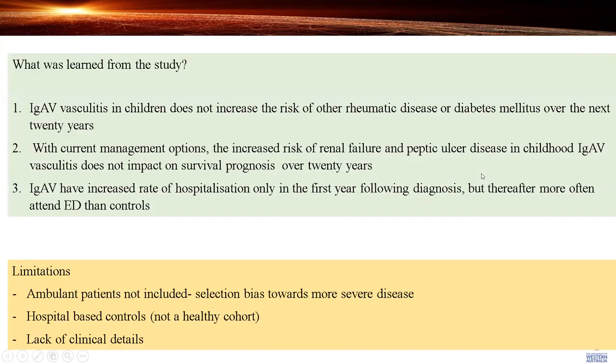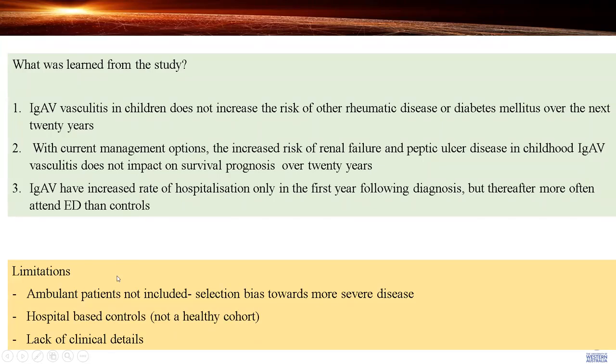So what we learned from this study is that in children, the development of IgA vasculitis does not lead to an increased risk of other rheumatic disease or diabetes mellitus over the next 20 years. And that despite the increased risk of renal failure and peptic ulcer disease, with current management options, these children have an excellent prognosis, and these comorbidities do not reduce their prognosis over the next 20 years. The reasons why IgA vasculitis patients continue to have a higher rate of ED attendance is unclear, but might be related to either the condition itself or concerns of having a relapse of their condition.